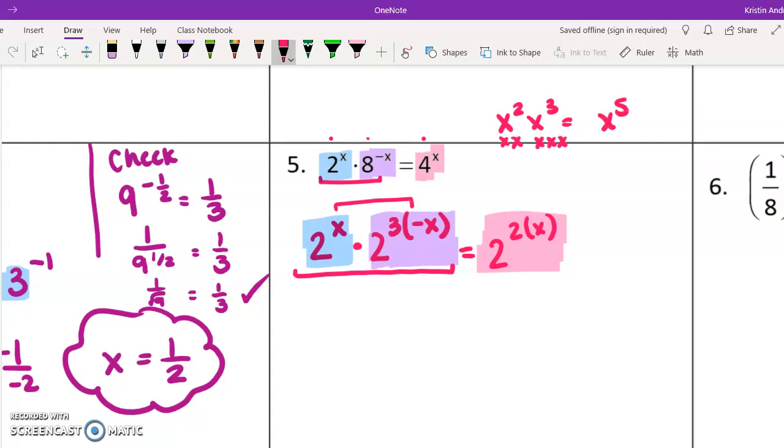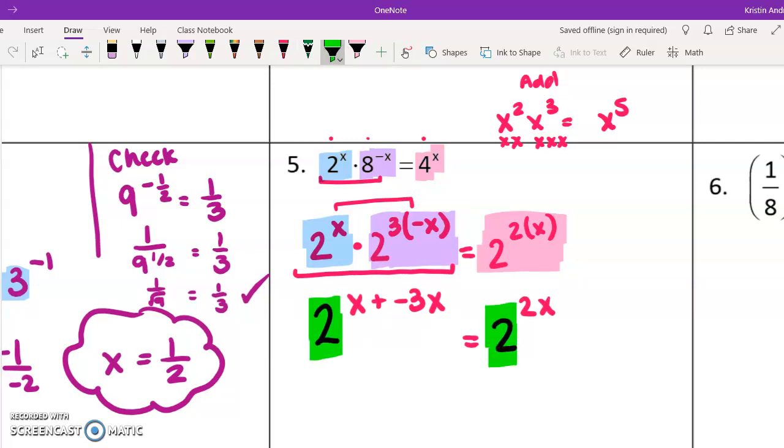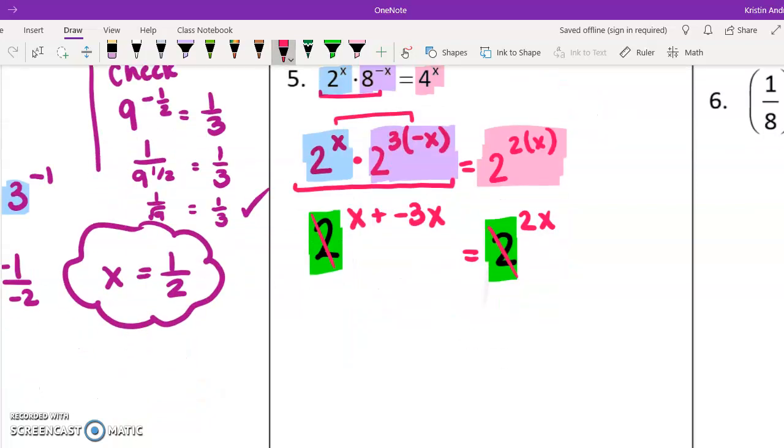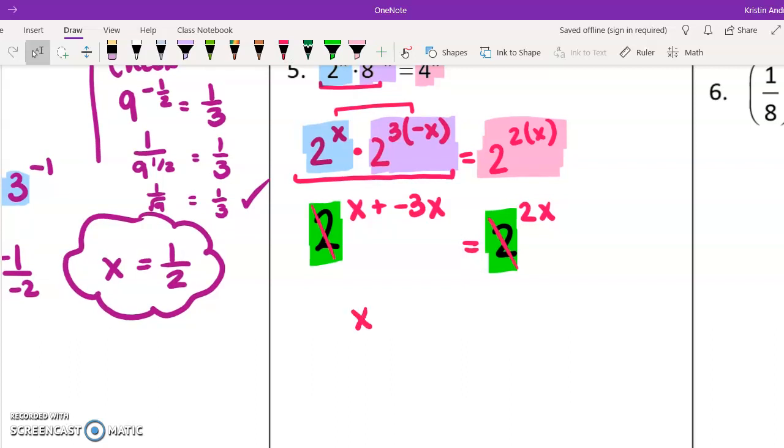So what did I do here? I added the exponents. So that's what I'm going to do here with these. They both have a 2, so I'm going to do 2 to the x plus a negative 3x. And then over here is 2 to the 2x. Once these are down to one common base, that's when I'm allowed to cross out the bases and say x minus 3x is equal to 2x. And I'll solve.